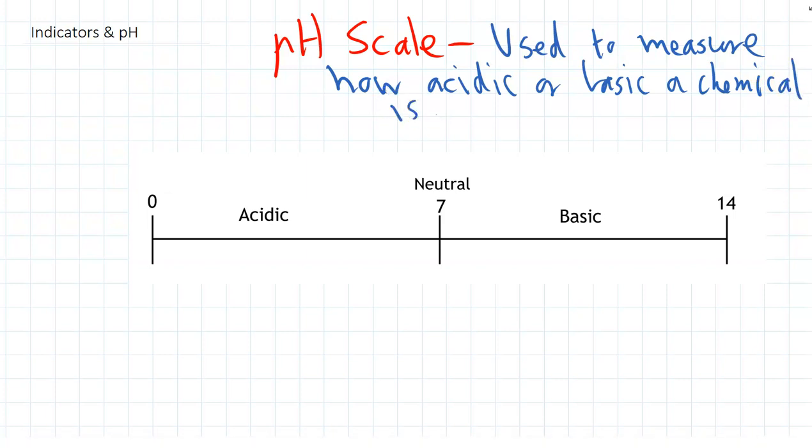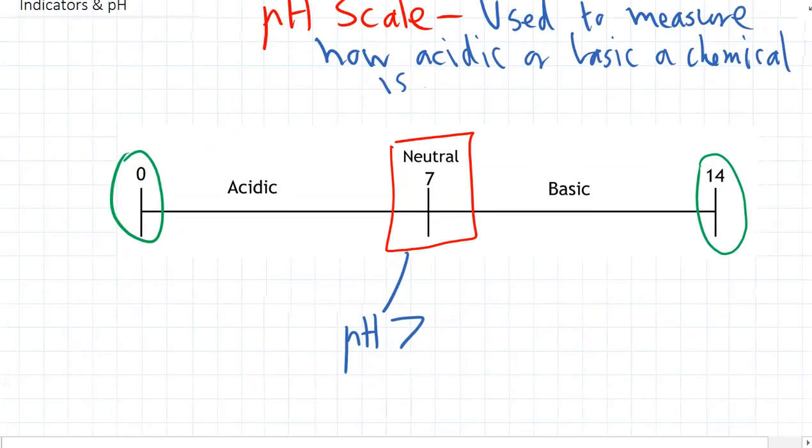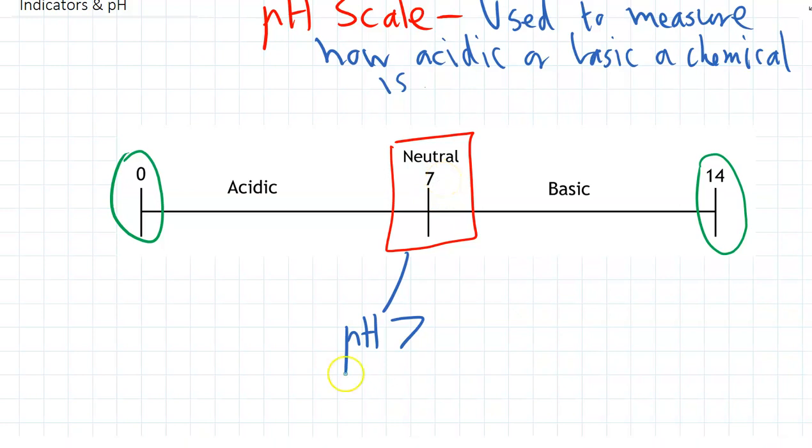Alright, so you can see here the pH scale, it ranges from 0 at the lowest up to 14, and right in the middle we have neutral. So any chemical with a pH 7, pH is the unit, but we always write it at the start, is just neutral. So it's neither an acid nor a base. And the most common neutral chemical is water.